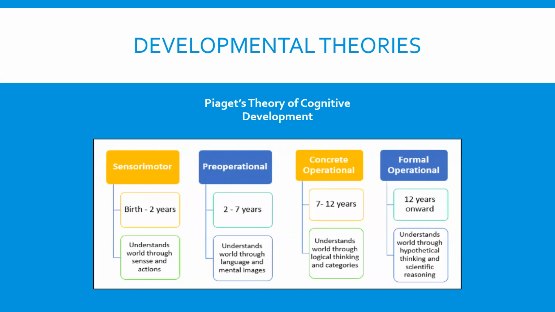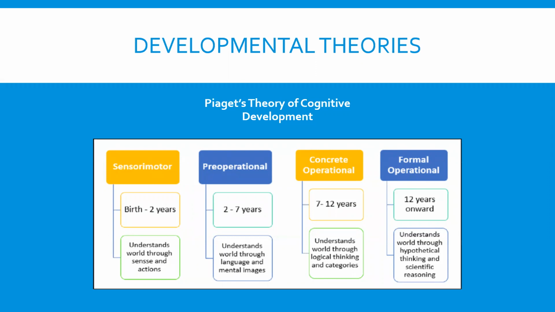From 2 to 7 years, they enter the pre-operational phase. This is where they understand the world through language and mental images. And then from 7 to 12, they reach the concrete operational phase. And this is where they understand the world through logical thinking and categories. This is a very black and white thinking, and they're not often able to think outside of the box.